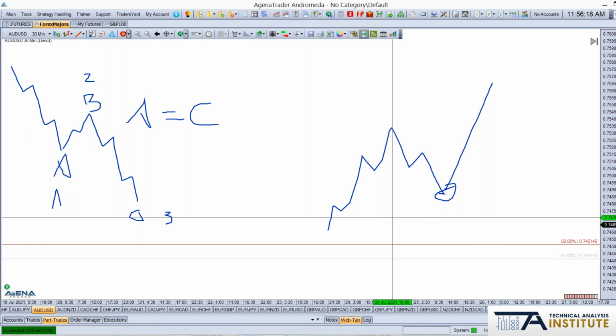And when there is more than one correction put together, we call them double 3s. And if there are 3 corrections put together, we call them triple 3s. So 3s are corrections. You said when C enters the A, that's where you enter. No, not when it enters, when it equals.